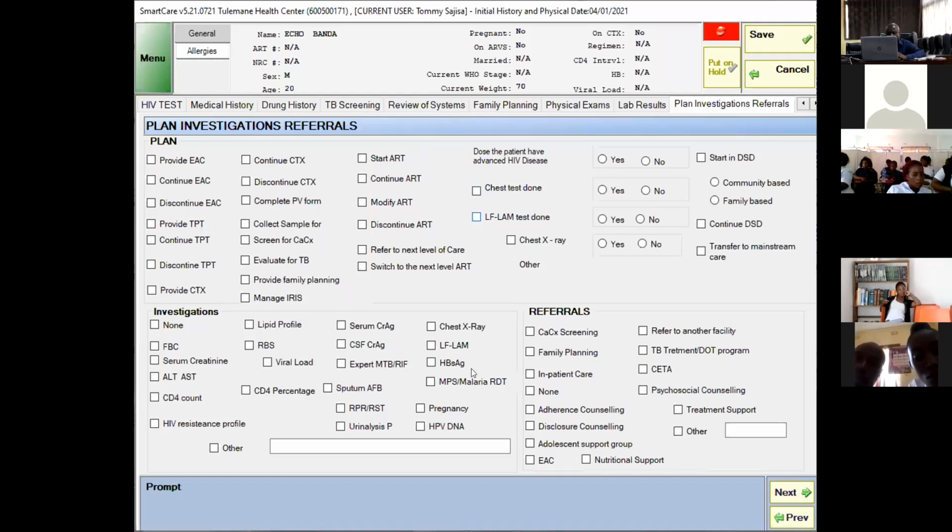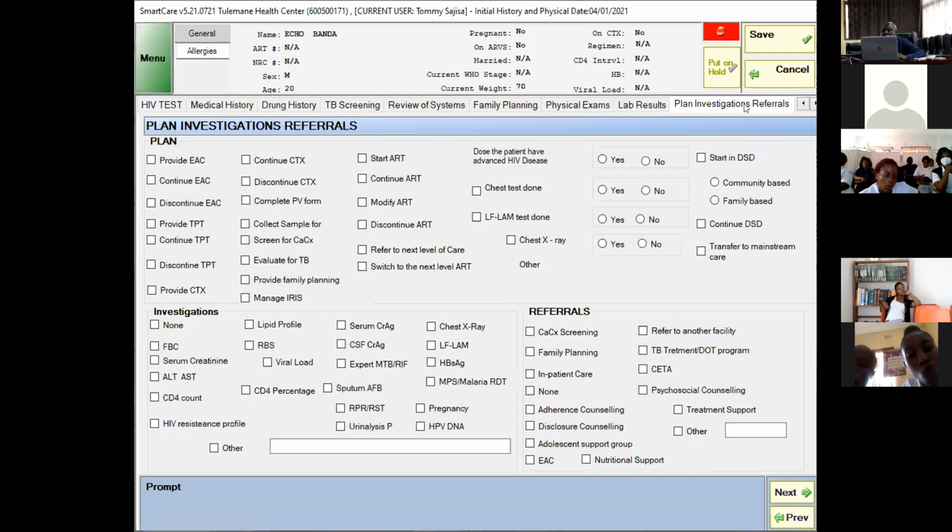If you now, as a provider, want to see the viral load in the next visit, or you want to see the CD4 count in the next visit, then you order from here. If there is TB, maybe resistant TB, for example, you can order LF-LAM there. It is now there. There are also other advanced tests to be ordered. Then referrals, okay, with those additions of the ESC, the CETA, all those are also added on the referrals.